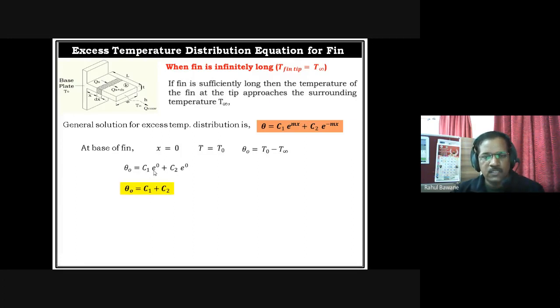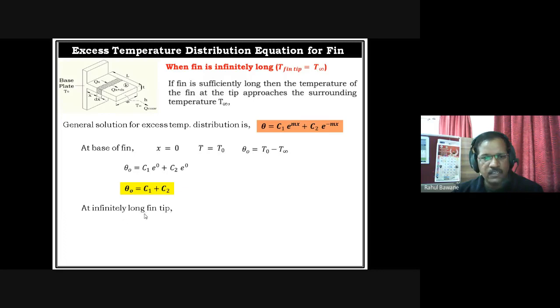Now what is e raised to the power 0? E raised to the power 0 has a value of 1. So our equation simplifies: theta 0 is C1 plus C2. Now we are applying the second condition. First we applied the base condition, now the infinity distance condition.